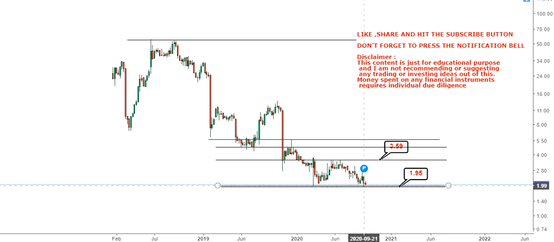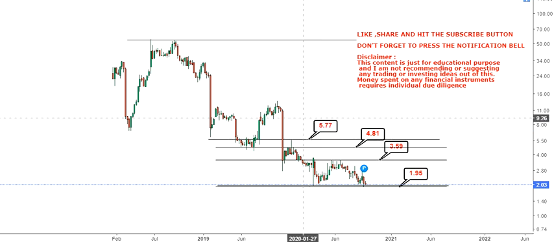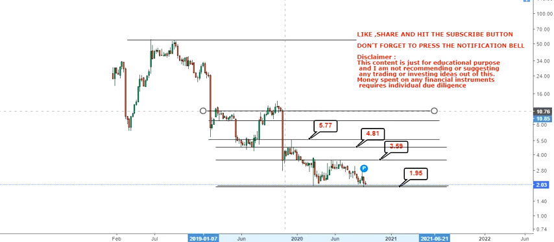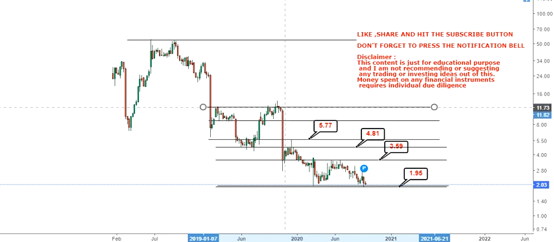So if this level holds, then obviously the stock will retest the high of 3.59 on the upside. This will be the first target or resistance. Then you have 4.81, and simultaneously 5.77. These are the levels which one should look at on the higher side.